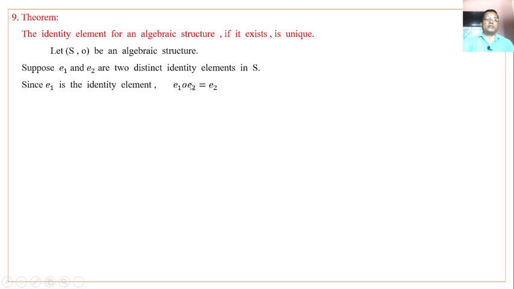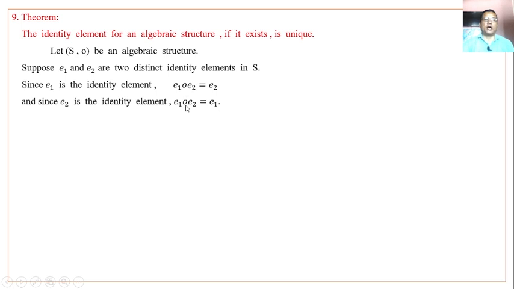Any element in the set S, with E1 as identity element, gives E1 O E2 equal to E2. And since E2 is the identity element, therefore E1 O E2 equal to E1.